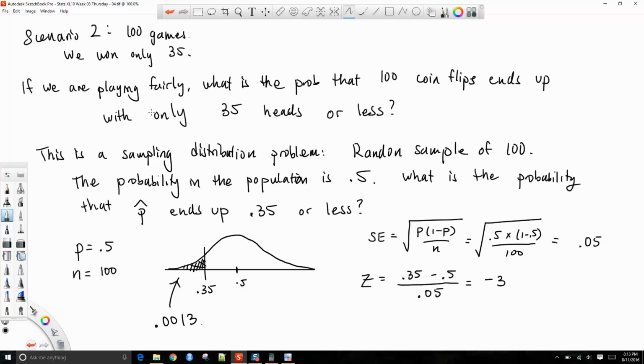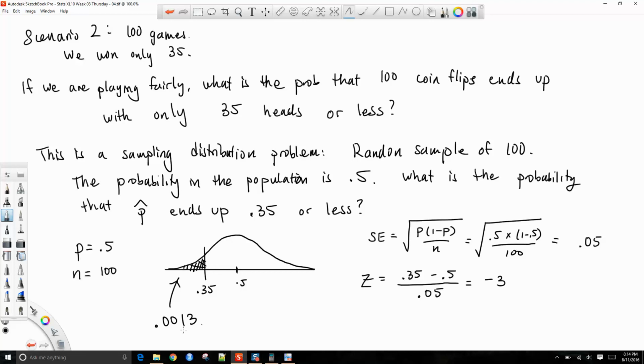And so this is the question. If we are playing fairly, so the truth is if we played 100 games, is it truly possible for bad luck to give me only 35 wins? Technically it is possible. How often does that happen? It happens with probability 0.0013, about 1 in 1,000. So if we repeated this 1,000 different times, one of those times, bad luck could cause me to win only 35 games out of 100.